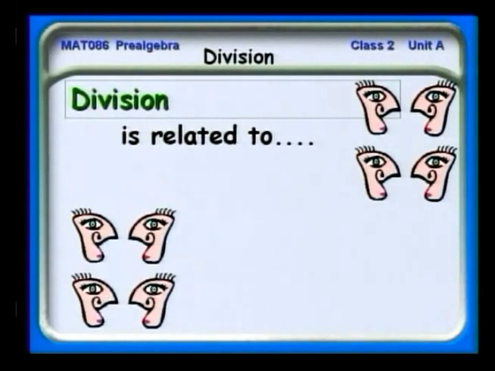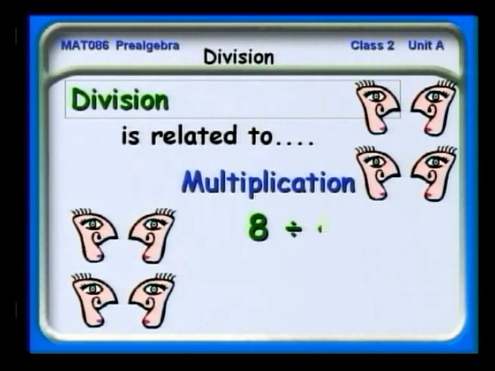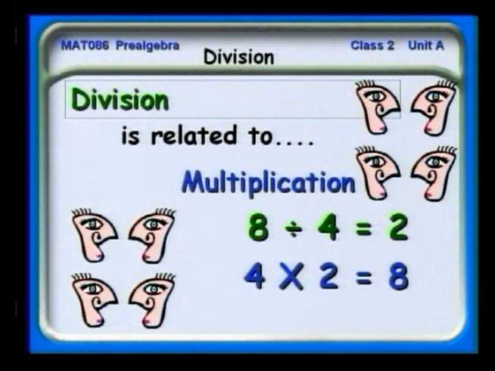So division is related to multiplication. So 8 divided by 4 is equal to 2. If I have 8 things and split it up into 4 groups, there are 2 things in each group. But here's the relationship to multiplication. 4 things in 2 groups is equal to 8. So again, just like subtraction is the inverse of addition, division is the inverse operation to multiplication.